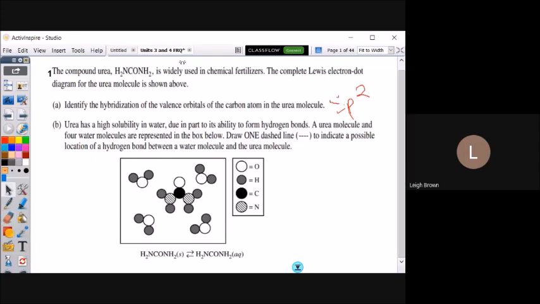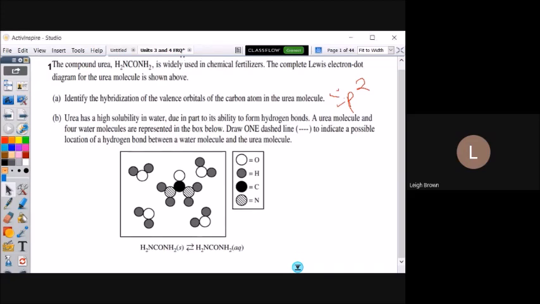All right, so urea, it says, has a high solubility in water, due in part to its ability to form hydrogen bonds. Wow, what a great piece of information they're giving us. They're telling us the exact IMF, which is definitely a huge part of Unit 3.